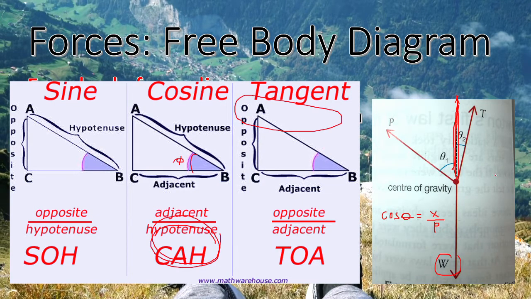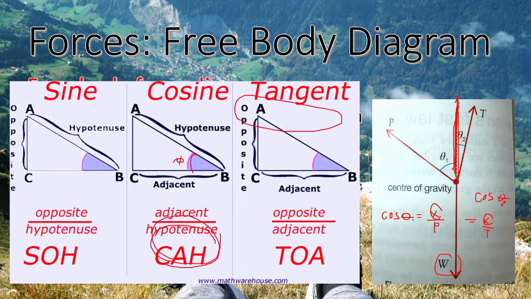Okay, and also on the other side, cosine theta, so this is theta 1 here and this is theta 2, equals the x value here over the hypotenuse, which is the T. Okay, so our axis, or our vertical plane, is this axis.